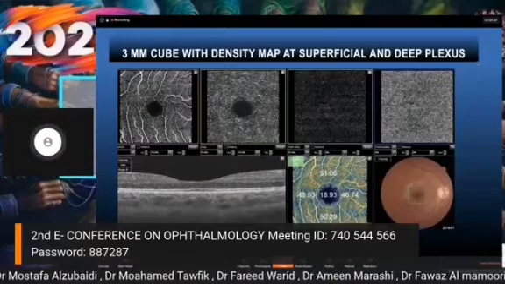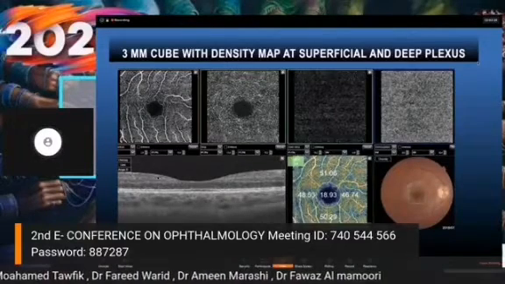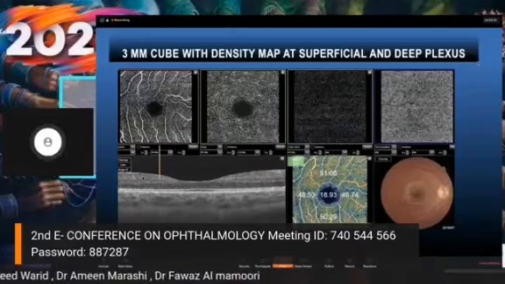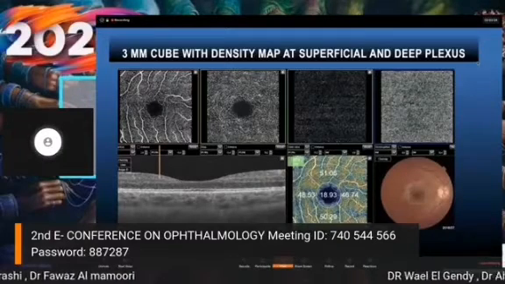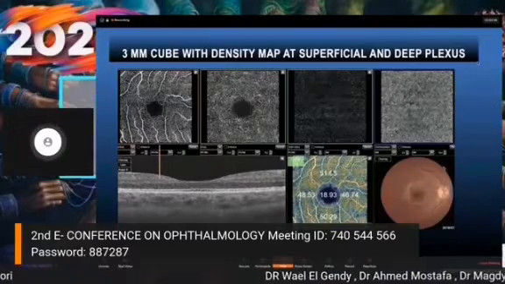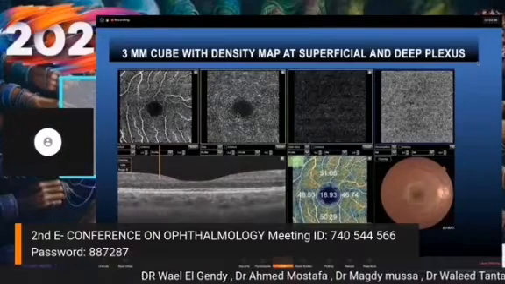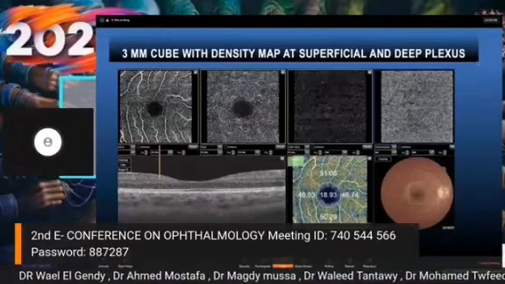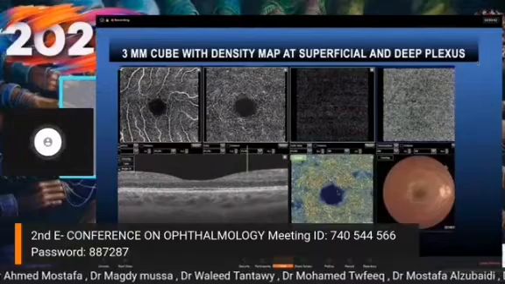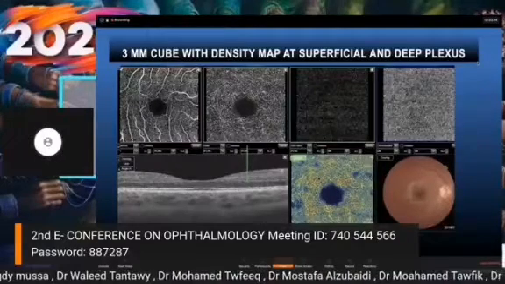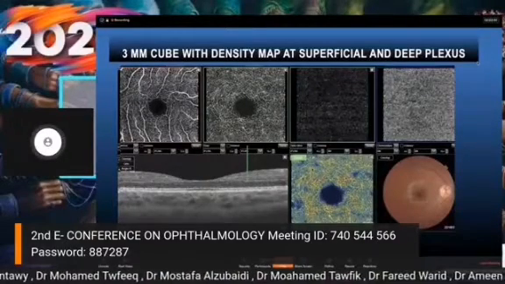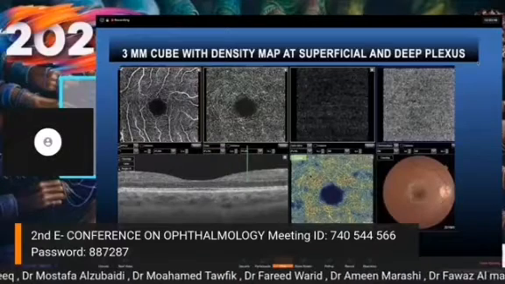And look at this, this is the superficial plexus inside the retinal nerve fiber and ganglion cell layer. If I click on this, and this is the density map, we can see the flow inside this area. If I click here on the deep plexus, it will show the flow inside the deep area, the deep plexus, and we can see it is like an accumulation of vessels connected horizontally and vertically.